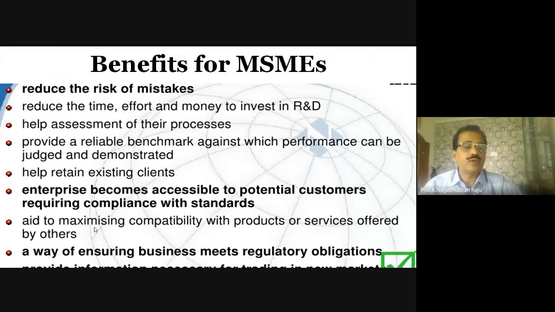And this will also aid in maximizing compatibility with products or services offered by others. Right? There always has to be compatibility, because no big product is always designed and produced at one place. You will be outsourcing different subcomponents to different clients. And unless you have these standards, you cannot have that compatibility. And this will ensure the business meets regulatory obligations and provides information necessary for trading in new markets anywhere in the world, anywhere in the country. Once you are maintaining a product of that standard, you can always trade anywhere in the world.